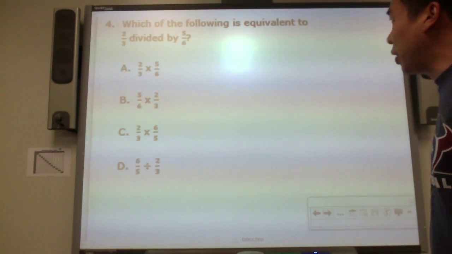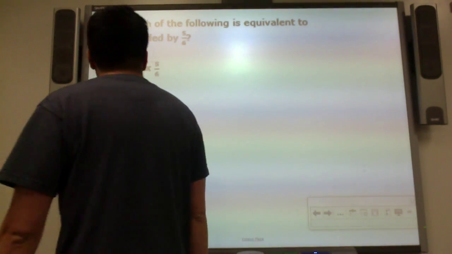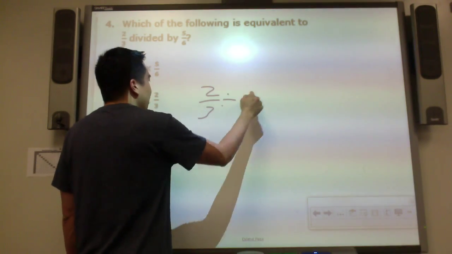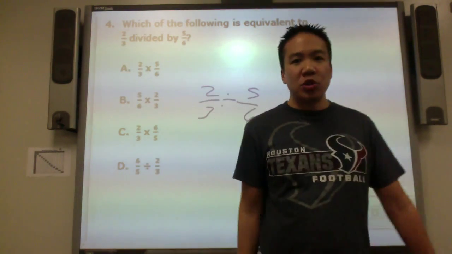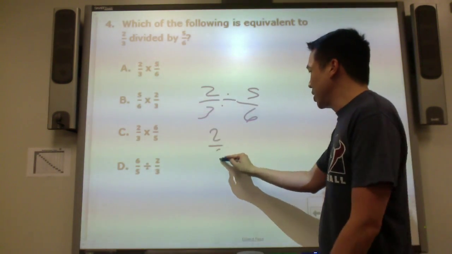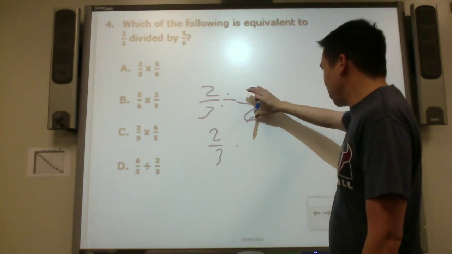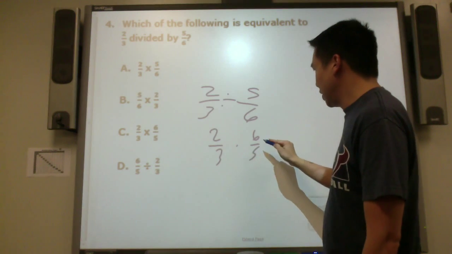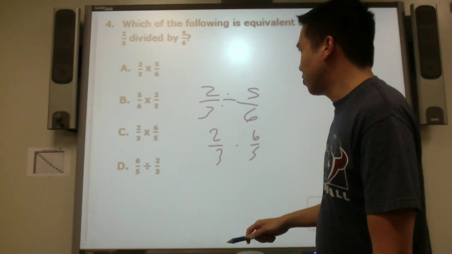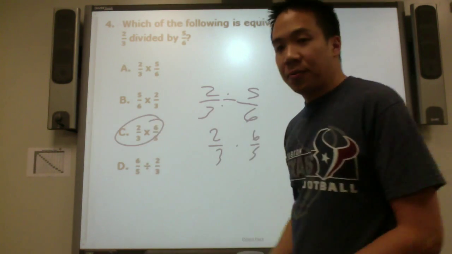Number 4. Which of the following is equivalent to 2/3 divided by 5/6? Can I rewrite this as an equivalent multiplication expression? So change this to multiplication. I do the reciprocal of this, 6/5. So 2/3 times 6/5. C is the answer.